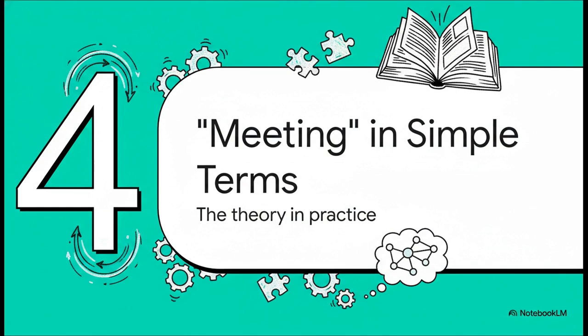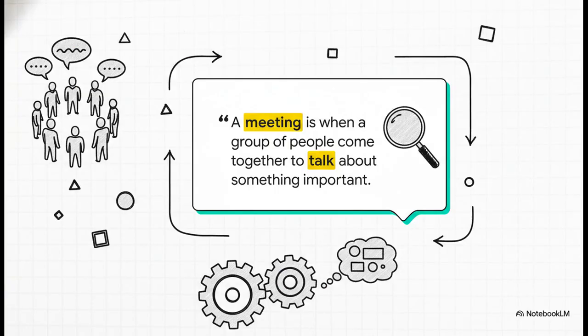Okay, so now that we know the theory, let's go back to where we started, that dictionary entry. With this new info, just watch how everything on that page clicks into place. It all makes so much more sense now. What's really cool is the definition itself. Just listen to the words being used. Group, people, come, together, talk, something important. Every single one of those is a simple, foundational word. You can bet they're all on that core 850-word list.